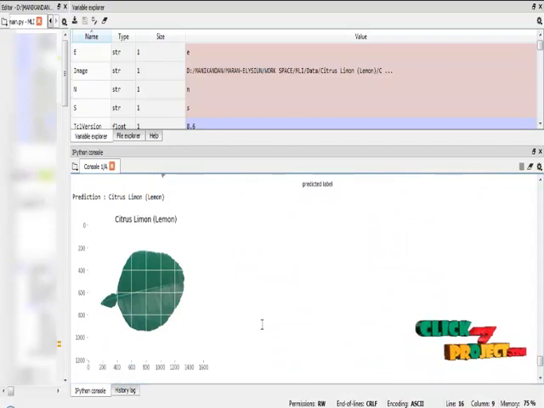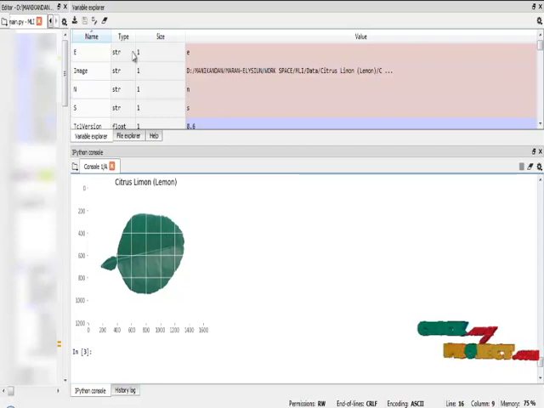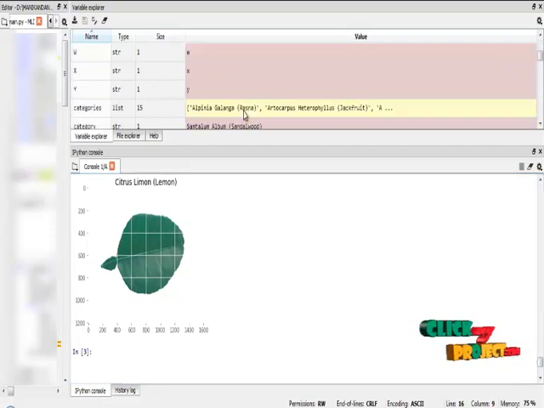And this is the prediction. In prediction, the user can manually choose an image from our dataset directory, and our algorithm is going to predict the exact category of the input image. And these are all the variable results that we are using in our program.